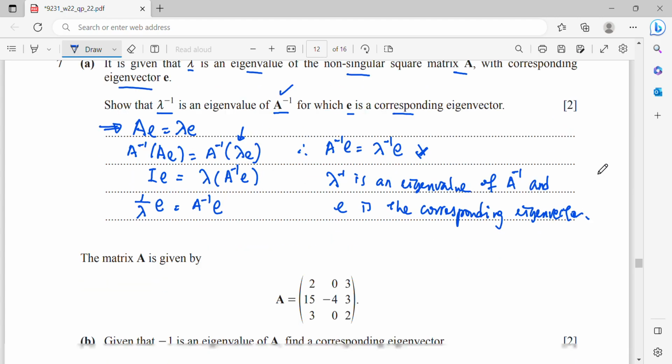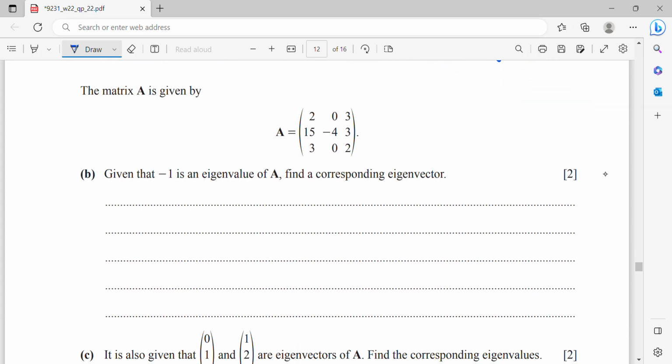Alright, now, given matrix A is a 3 times 3 matrix that consists of first row 2, 0, 3, second row 15, minus 4, 3, and the third row 3, 0, 2. Now, given that minus 1 is an eigenvalue, meaning this is lambda, find a corresponding eigenvector. So we will start with AE equals lambda E. So now my A consists of 2, 0, 3, 15, minus 4, 3, 3, 0, 2, and then my E, I will let it be x, y, z. Lambda will be minus 1.